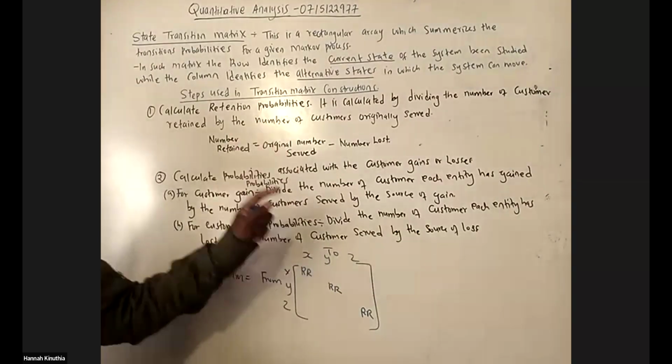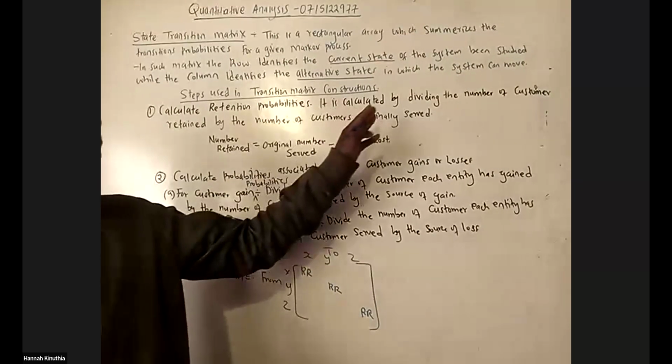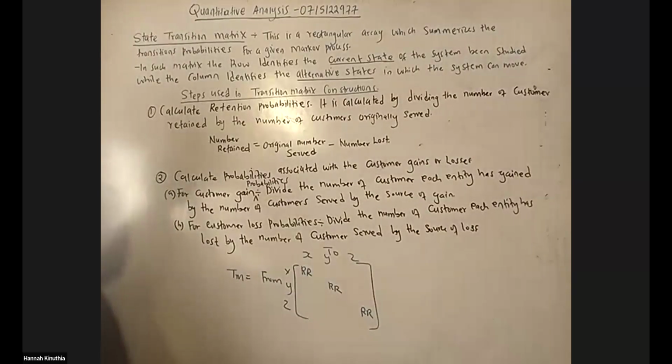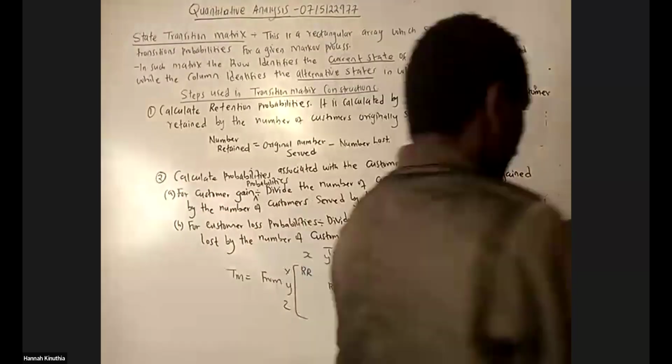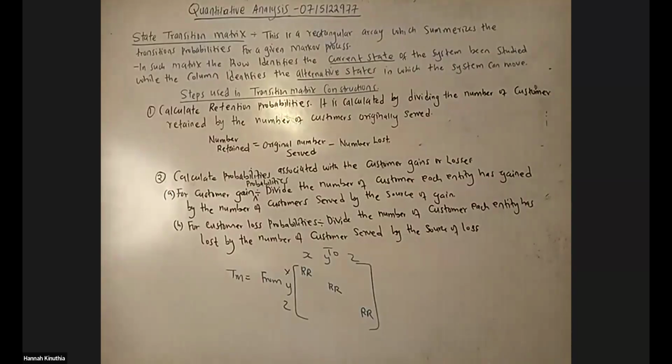And how do you compute the retention? It is calculated by dividing the number of customers retained by the number of customers originally served. So let me note the formula down somewhere. You take the number of customers retained and divide it by the number of customers originally served.